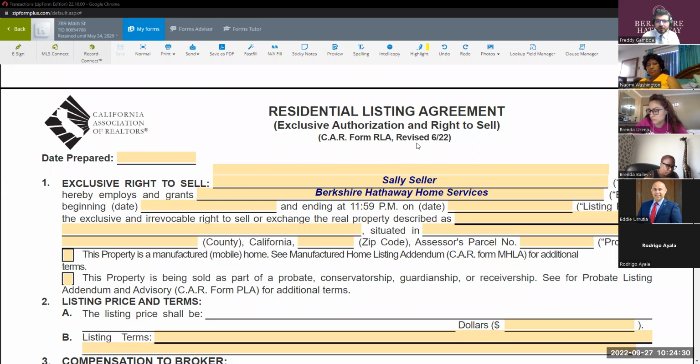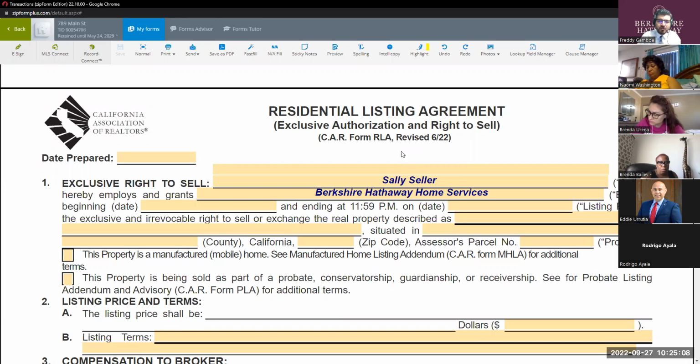So this is going to be for a single family residence, CAR form RLA. Now, you may say, "Well, Freddy, can I use this for a multi-unit property?" No, you cannot use this for a multi-unit property. For a multi-unit property, you have to use CAR form CLA, the residential and commercial listing agreement. The CLA combines multi-unit property and commercial listing agreement. Please keep that in mind.